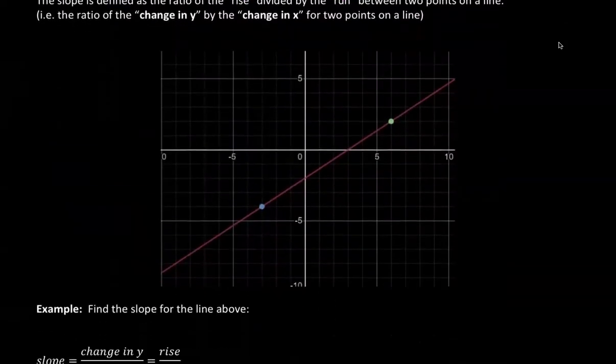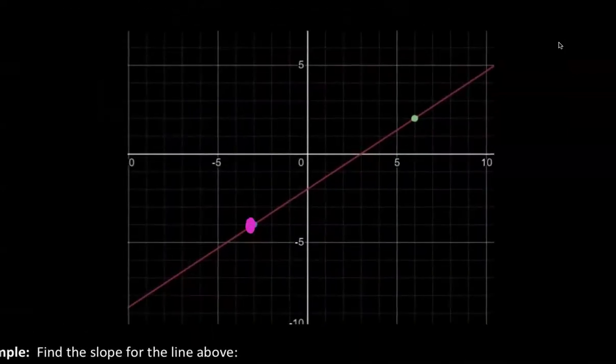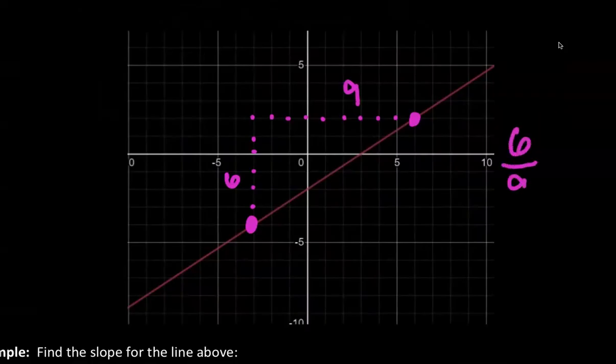Find the slope for this line above. So, when we start at this point and we want to get to this point, how many do I rise? There's 1, 2, 3, 4, 5, 6. I need to go up 6. And 1, 2, 3, 4, 5, 6, 7, 8, 9. And right, to the right 9. So we'd say the slope is 6 over 9. Again, it's how much did I rise over how much did I run?